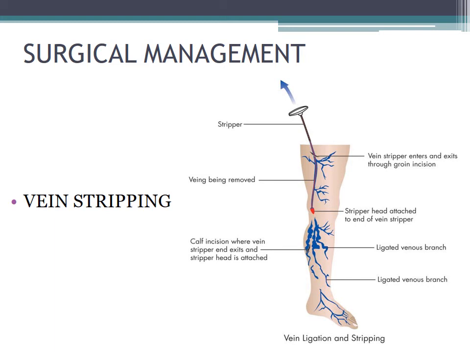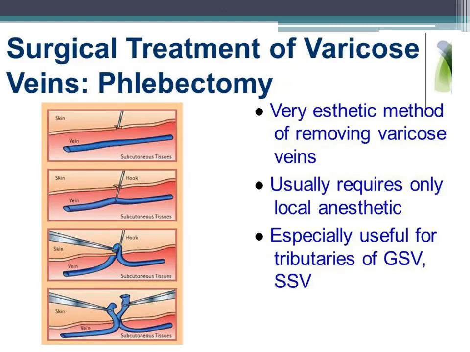Actually, the vein stripper enters through this groin incision, because at the top you can see the funnel kind of thing. That happens in the groin. So you make a small cut in the groin area and insert it, and it is extended or pulled along the vein, depending upon how severe the disease is, as the surgical procedure is done.